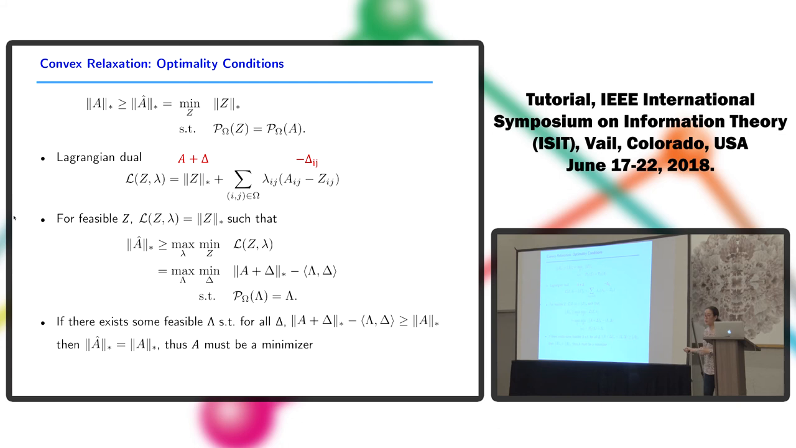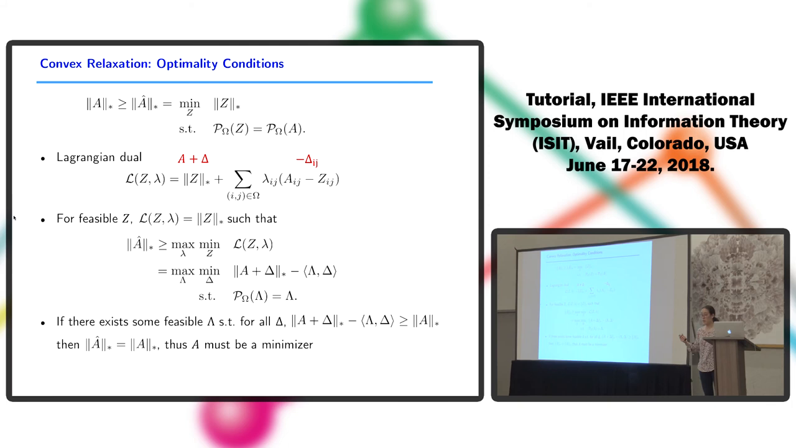Well, that would imply that the value of the dual is lower bounded by the nuclear norm of A, but we have that the value of the dual is upper bounded by the value of the primal, and the value of the primal is upper bounded by the nuclear norm of A. So actually that means that there's no duality gap, and therefore the value of the minimizer of the primal problem, this nuclear norm of A hat, has to equal the nuclear norm of A. And because A is feasible, then also that means A must be a minimizer.